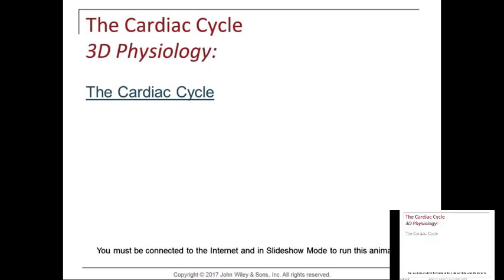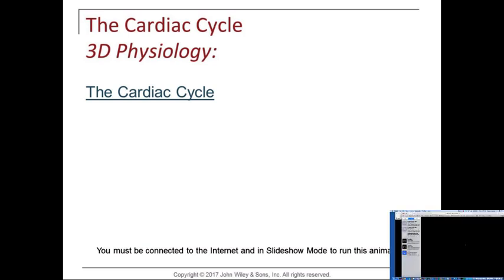Okay, let's look at the cardiac cycle real quick. The constant circulation of blood throughout the body is critical to life. It is the pumping of the heart that provides the force needed to move blood through 60,000 to 100,000 miles of blood vessels, thus allowing for the exchange of gases, nutrients, and wastes for the trillions of cells in our bodies.